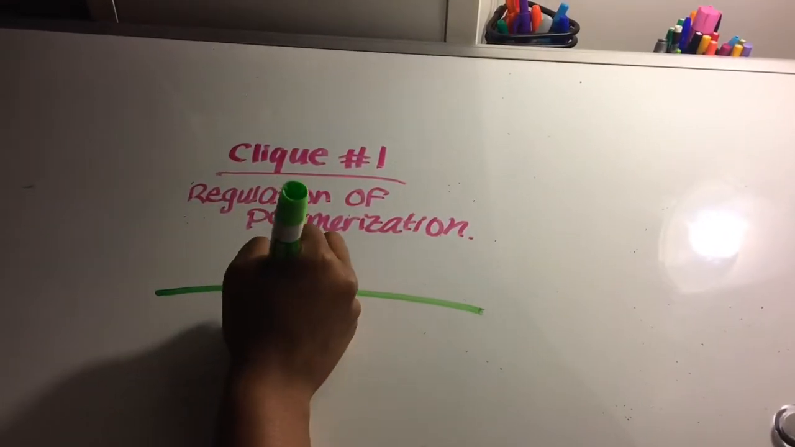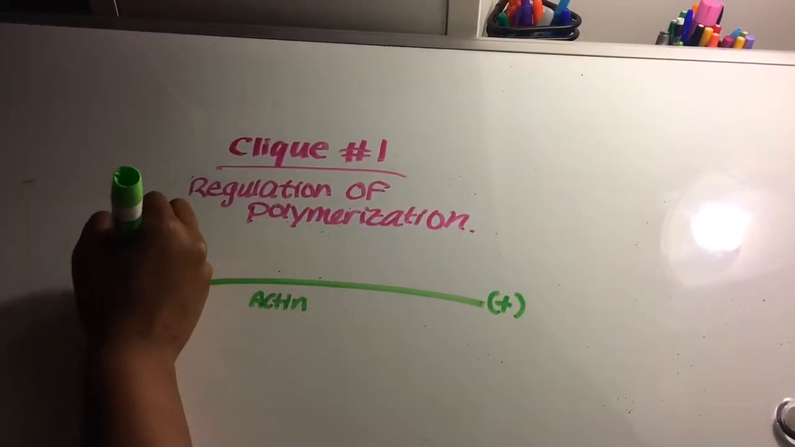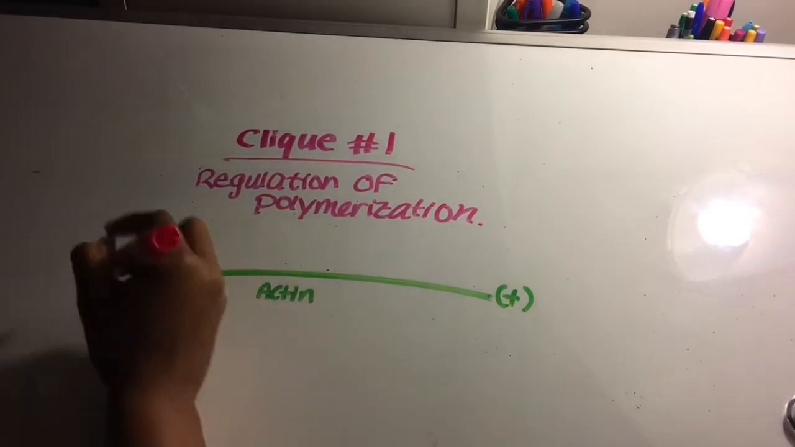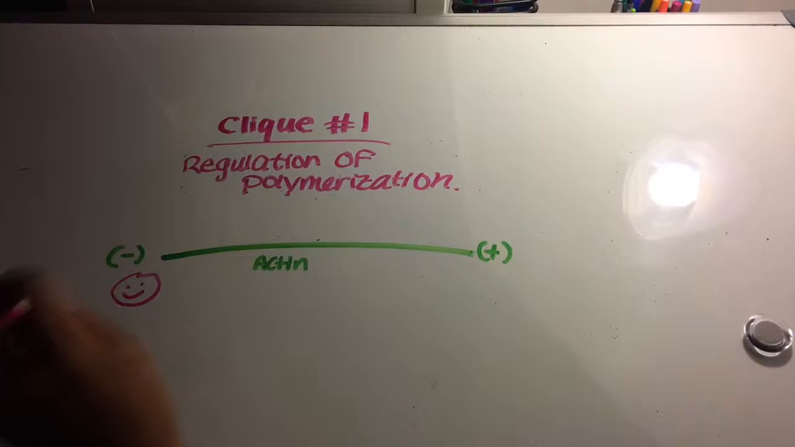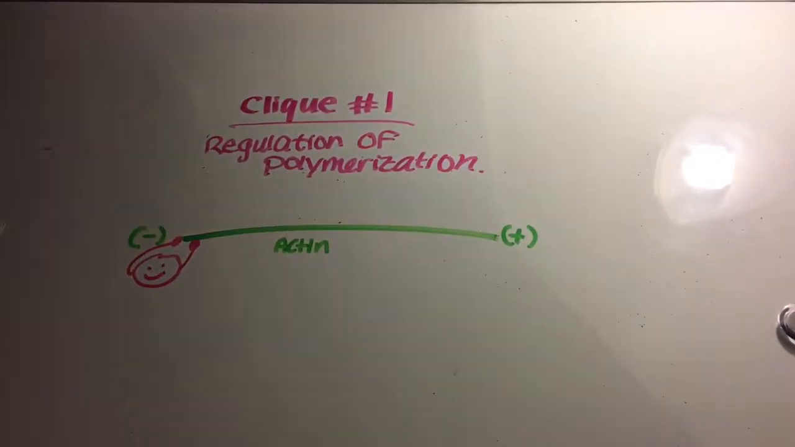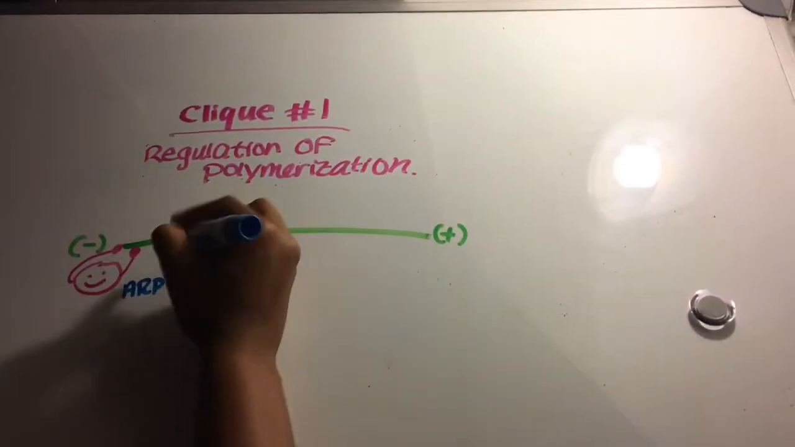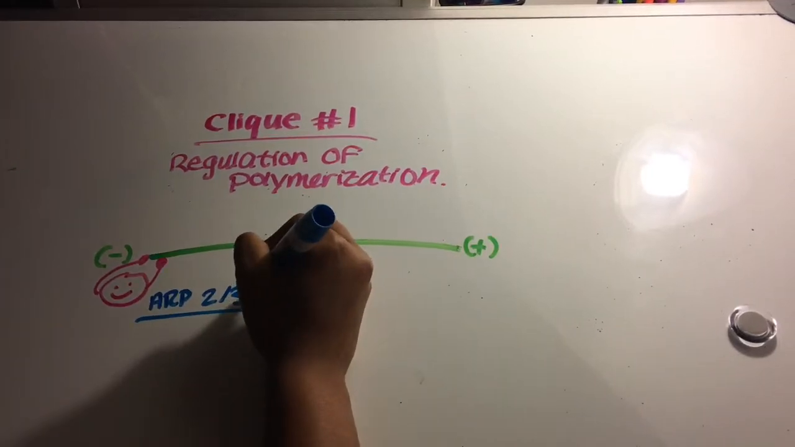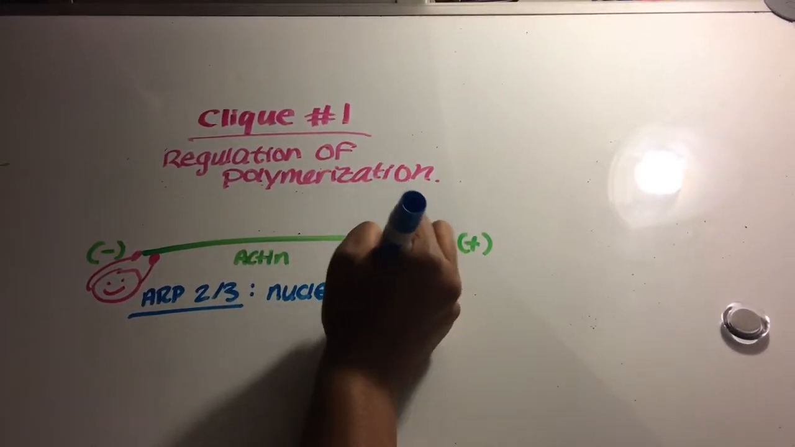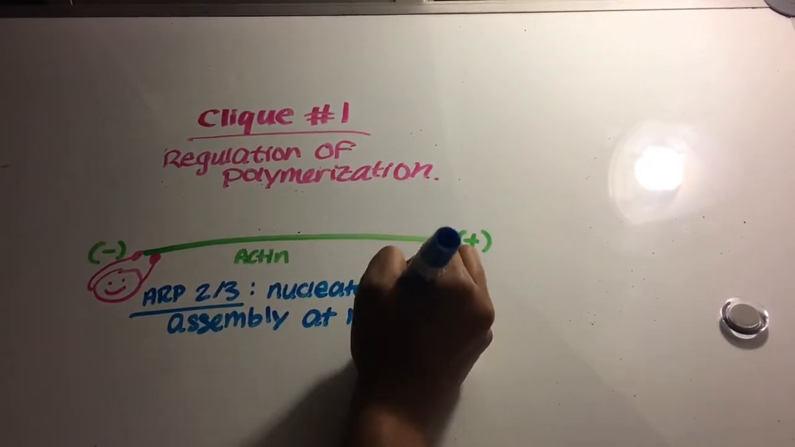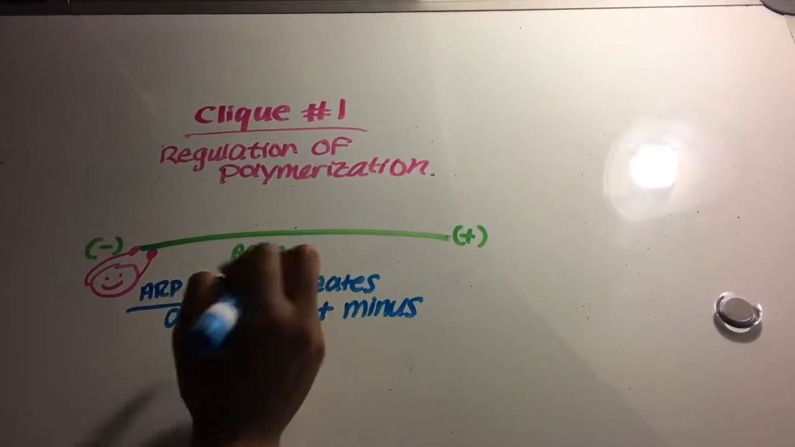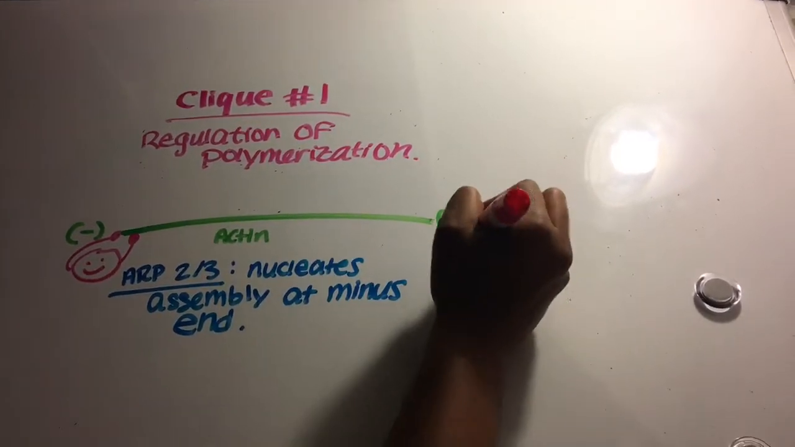Up next we have the nucleating sort of protein. So right here I'm going to draw an actin subunit, the minus and the plus end. So over here on the minus end, I'm going to start off by drawing the ARP2/3 complex, and this complex is basically going to bind to a minus end, and it's going to form a web and basically help nucleate the assembly of more actin filaments and sort of promote branching as well.